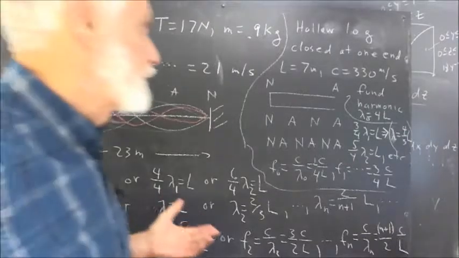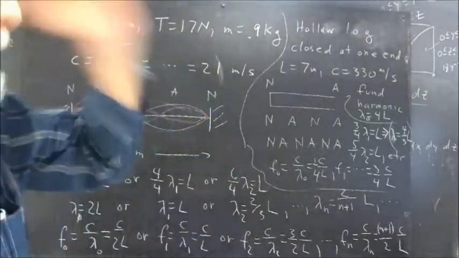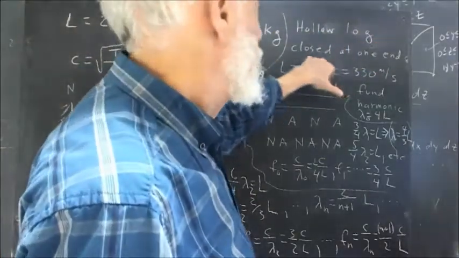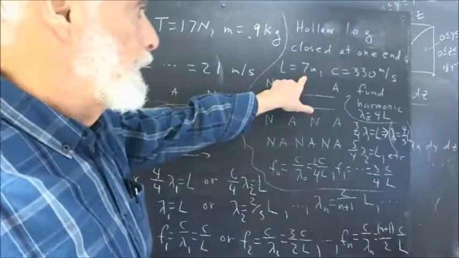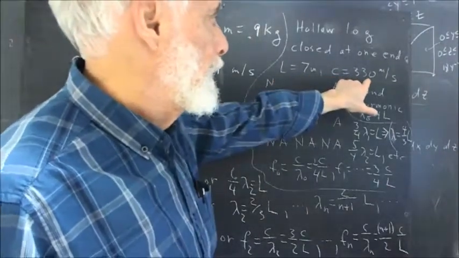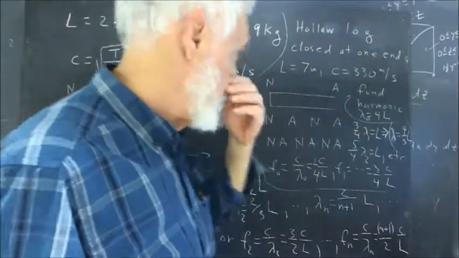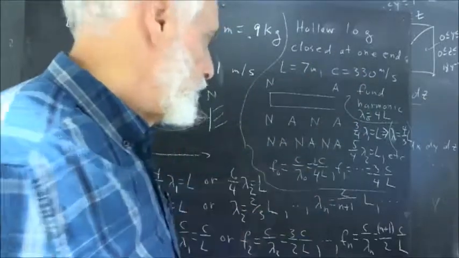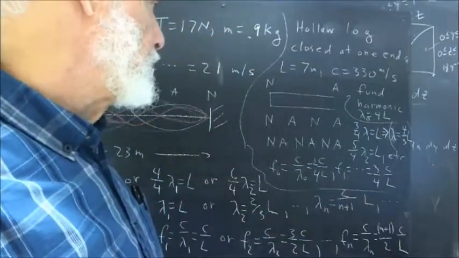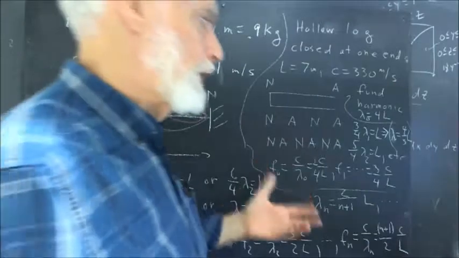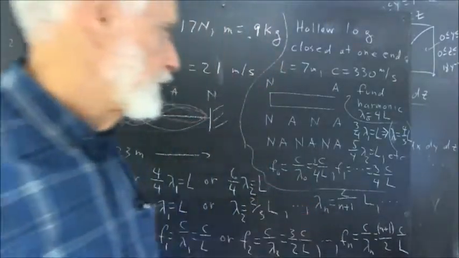Next situation we want to look at is problem 13. We have a hollow log closed at one end, open at the other. It's 7 meters long, and the speed of sound is 330 meters per second. We want to find the frequencies of the first few possible wavelengths, the first few harmonics.